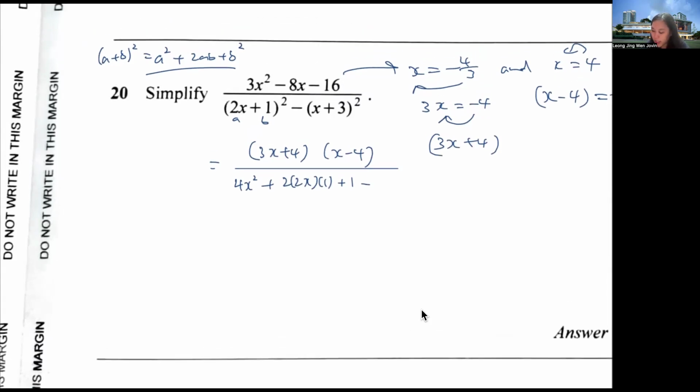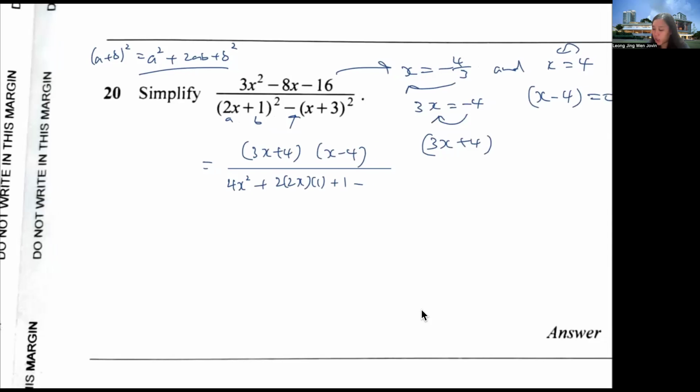Because there's a negative here, I don't want to be careless, so I will put in my brackets. Putting brackets is very, very important, especially if you don't want to make careless mistakes, right? So if you have (x plus 3) whole thing squared, same thing, this could be a, this could be b. x times x, you get x squared. And then plus 2ab, right? And then plus 9, because 3 times 3, you get 9.